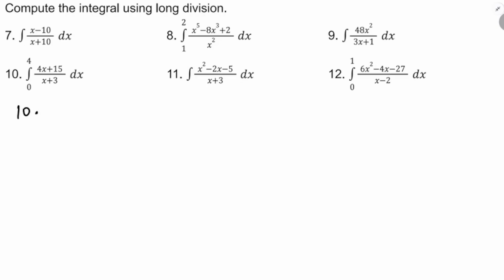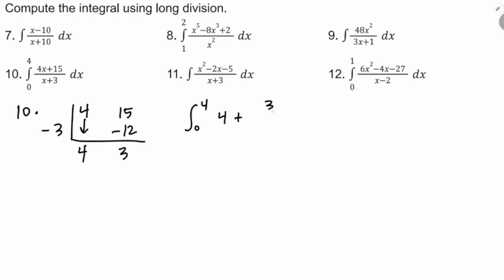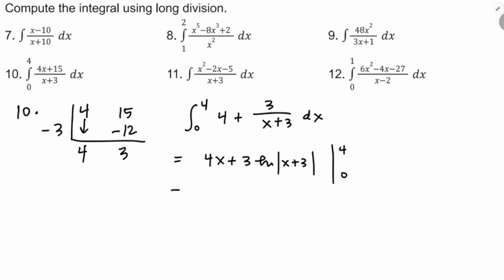Then number 10, if we're dividing by x plus 3, though, this will be nice. We can use synthetic division. Okay, so this is going to be the integral from 0 to 4 of 4 plus 3 over x plus 3. And that's going to be 4x plus 3 log of x plus 3, x going from 0 to 4, so that'd be 16 plus 3 log 7 minus 4 zeros plus 3 natural log of 3.